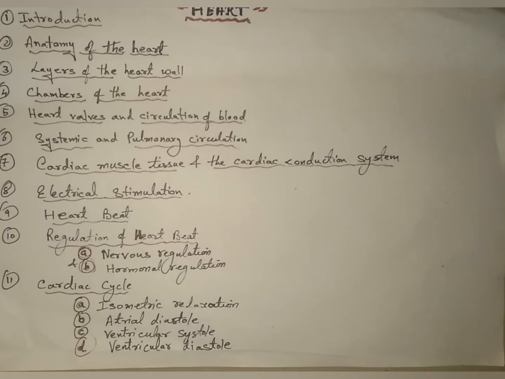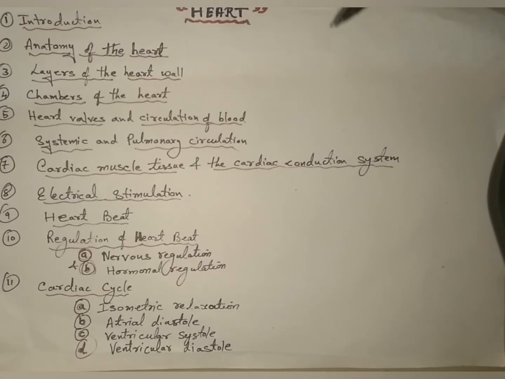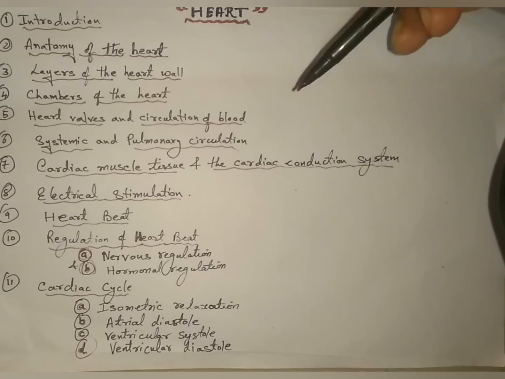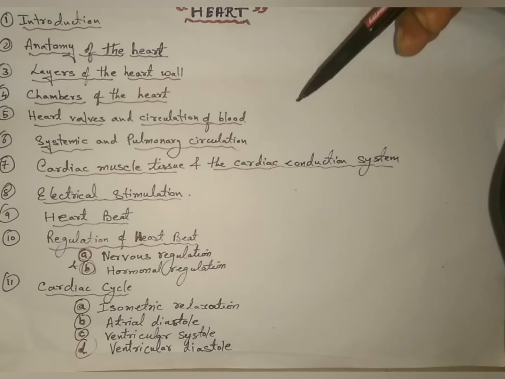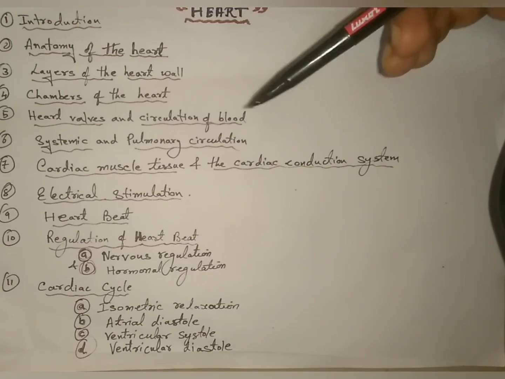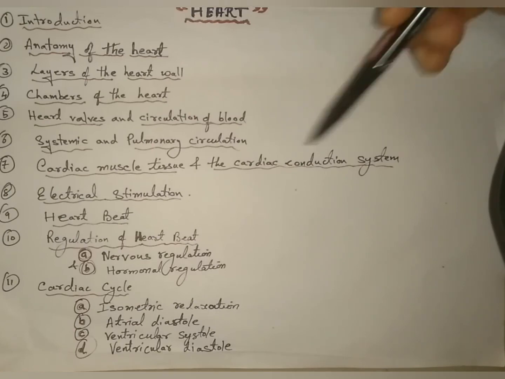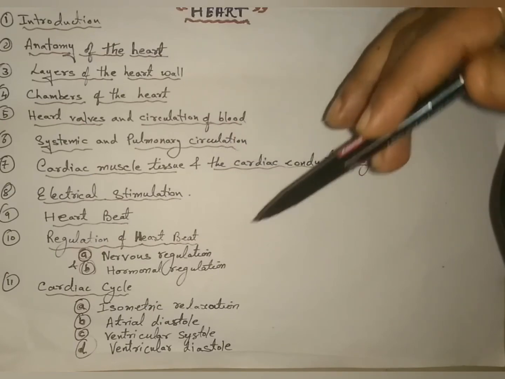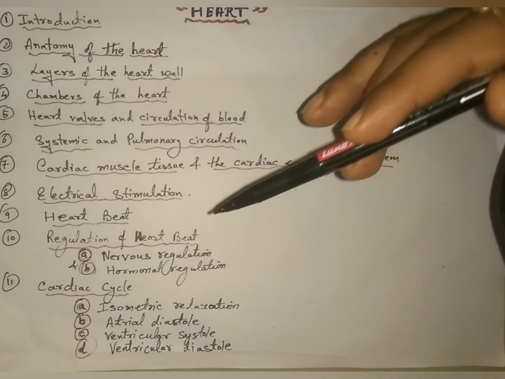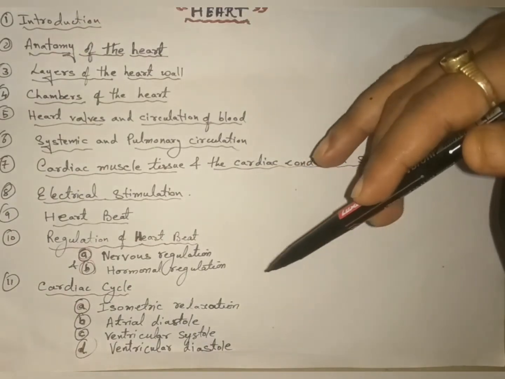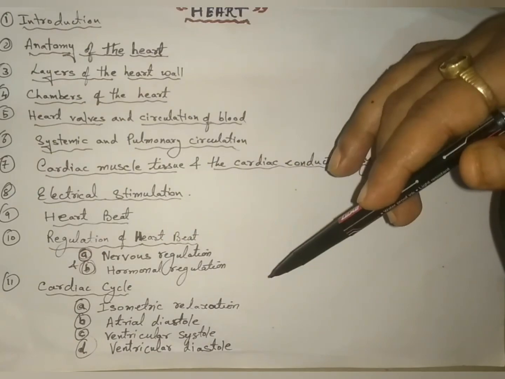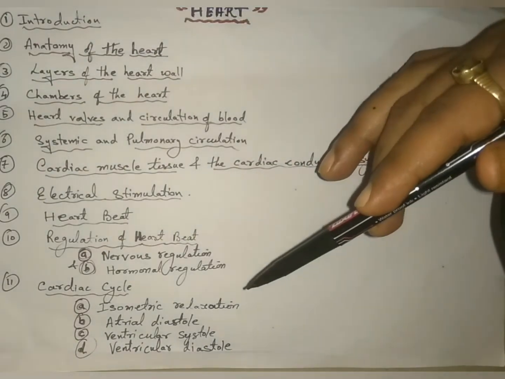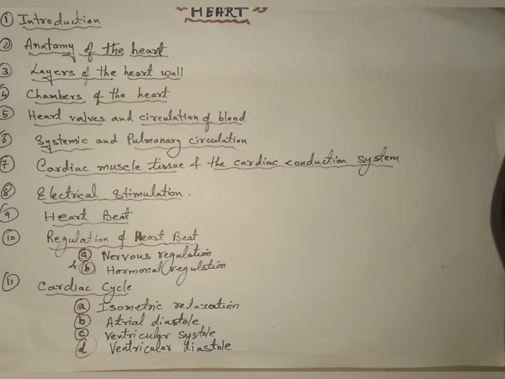Okay, thank you. This is all about the heart. In this topic we have discussed the introduction, anatomy of the heart, layers of the heart wall, chambers of the heart, valves and circulation of blood, systemic and pulmonary circulations, cardiac muscles, tissues and the cardiac conduction system, electrical stimulation, heartbeat, regulation of heartbeat, nervous regulation, hormonal regulation, and lastly cardiac cycle: isometric relaxation, atrial diastole, ventricular systole, ventricular diastole. So this is all about the heart.